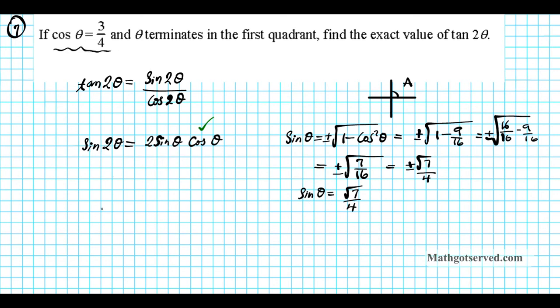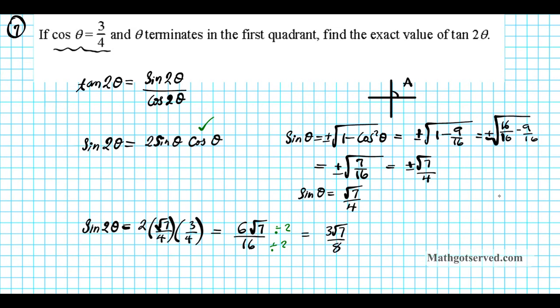So we're ready to compute the value of sine 2 theta. So sine 2 theta is going to be 2 times sine theta, which is root 7 over 4, times cosine theta, which is 3 over 4. Okay, you have to be careful multiplying here. 2 and 3 are integers, so you multiply them together. 6, and the radical stays alone. Root 7 divided by 16. You can divide the top and bottom by 2. 2 is a common factor. So this becomes 3 root 7 over 8.